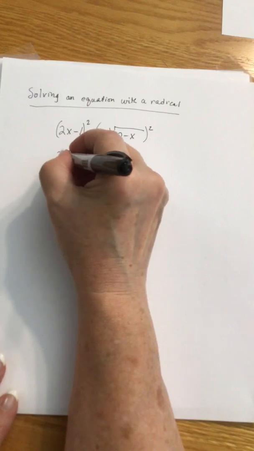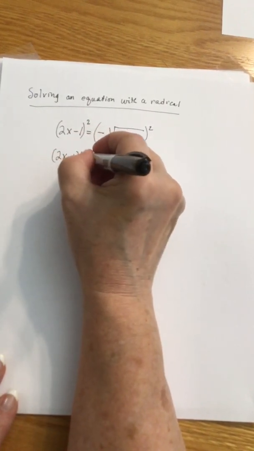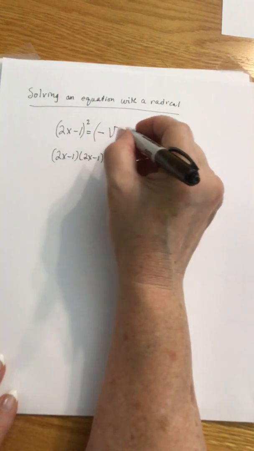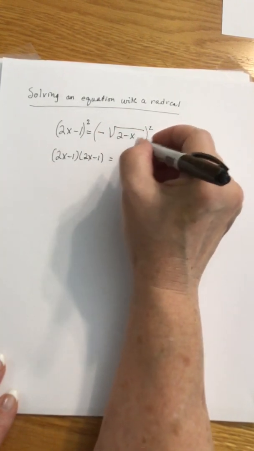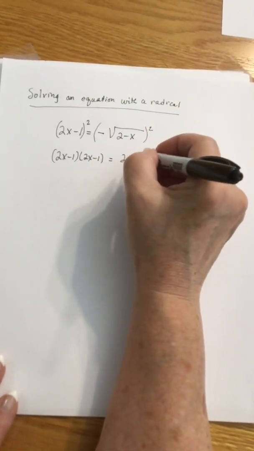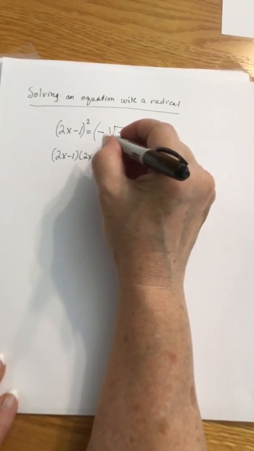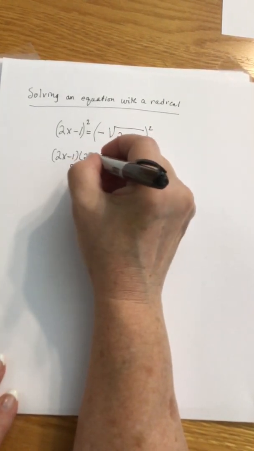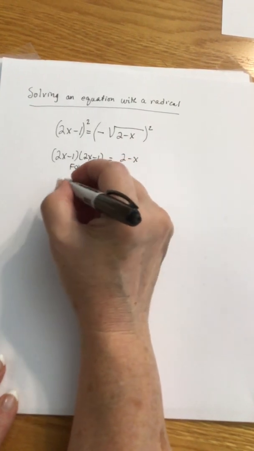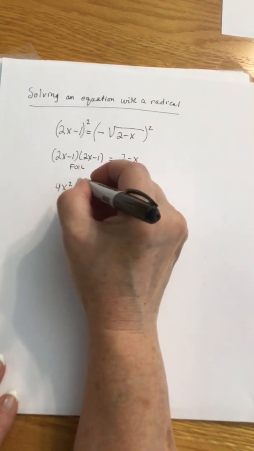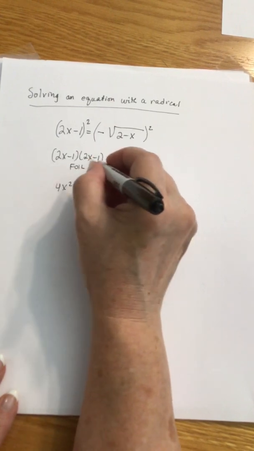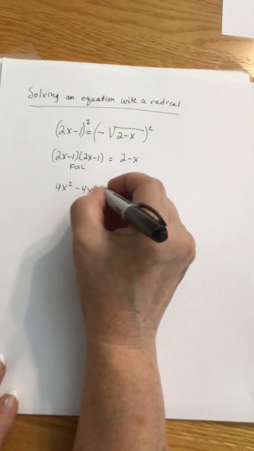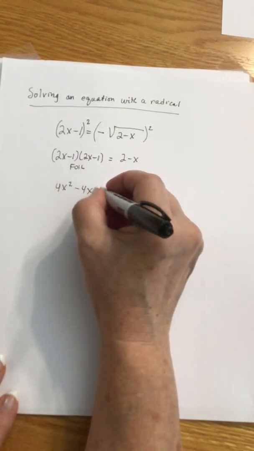So this side gives me 2x minus 1 times 2x minus 1. This one gives me negative times negative is positive. Square root of something squared is just going to give me 2 minus x. So the negative times negative made it come down as a positive. So now we're going to do FOIL. Two sets here of parentheses. First times each other, 4x squared. Outside minus 2x, inside minus 2x. So that gives me minus 4x. Negative times negative gives me a positive 1.